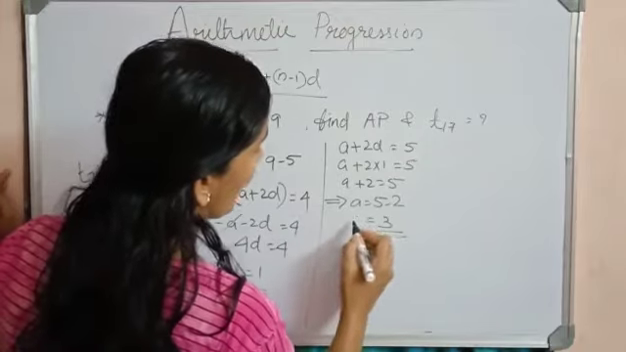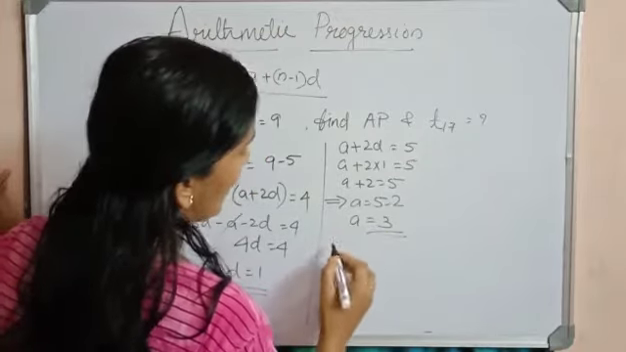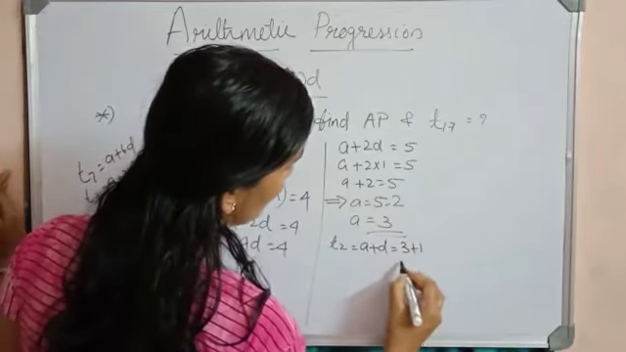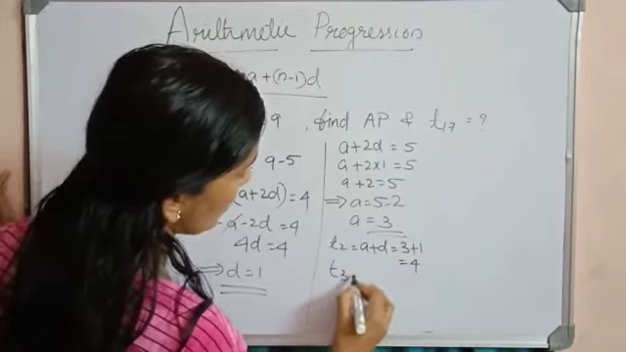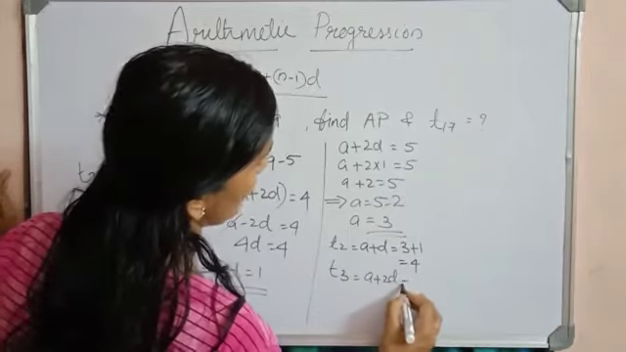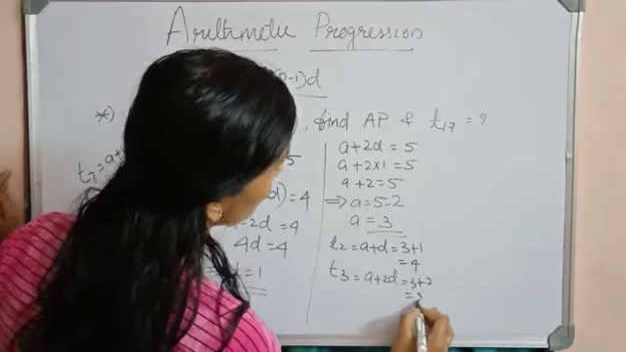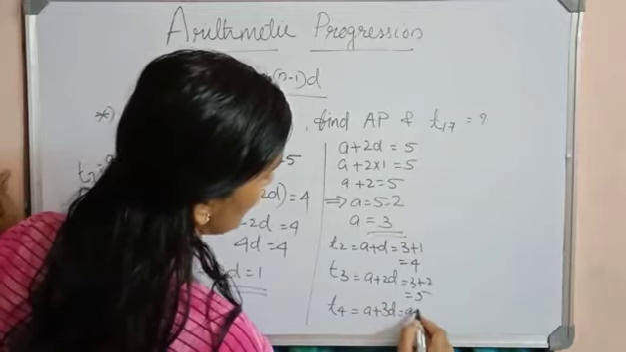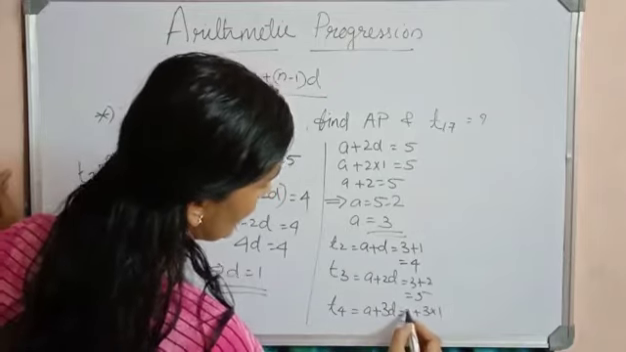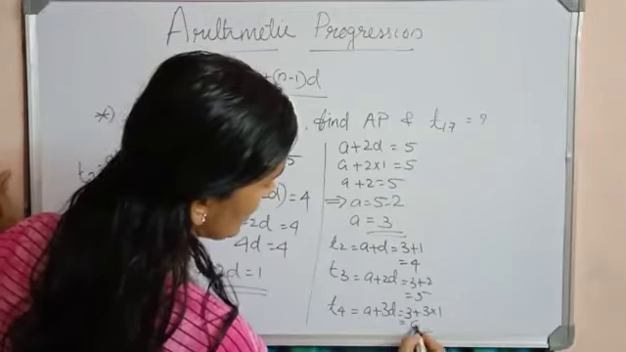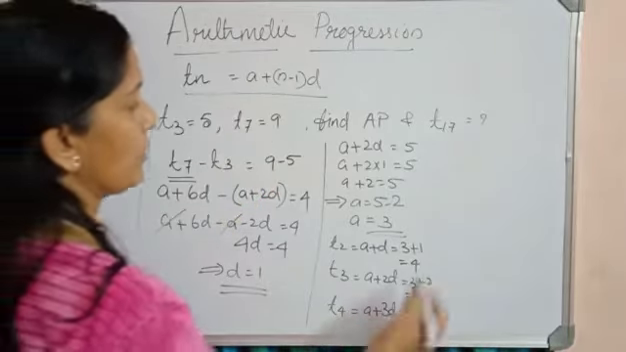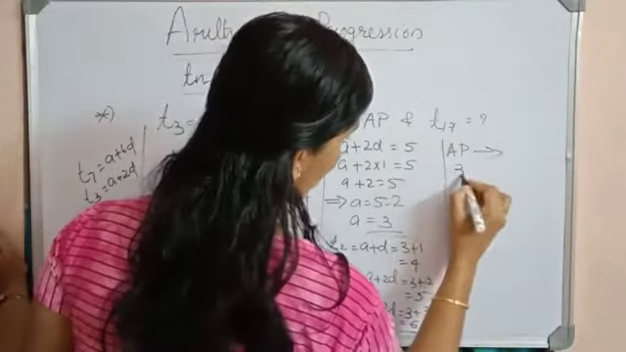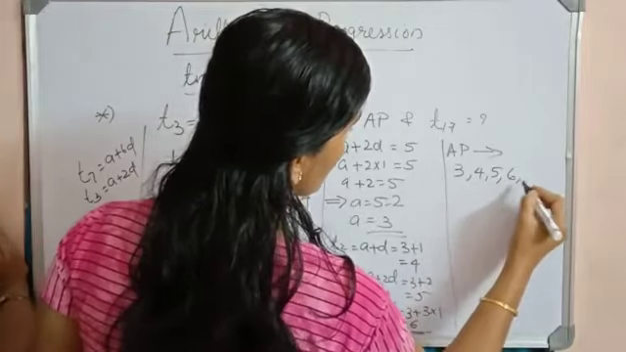So as we know, A is equal to 3, that is T1, and T2 is equal to A plus D, that is 3 plus 1, which is equal to 4. T3 is equal to A plus 2D, that is 3 plus 2, which is 5, and T4 is equal to A plus 3D, that is 3 plus 3 into 1, which is 6. These are the terms of the AP we are getting. Therefore, the AP is: first term is 3, then the next are 4, 5, 6, etc.